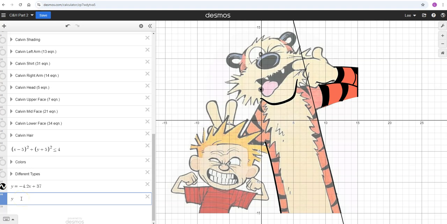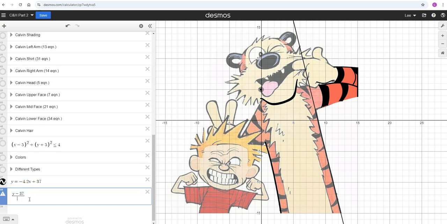So we would get y minus 37 is equal to that negative 4.2x. And then I can divide that by the negative 4.2, and I'll just be left with my x, right? So I could say x equals, that guy right there, and that is now the same line, but as an x equals equation rather than a y equals equation.